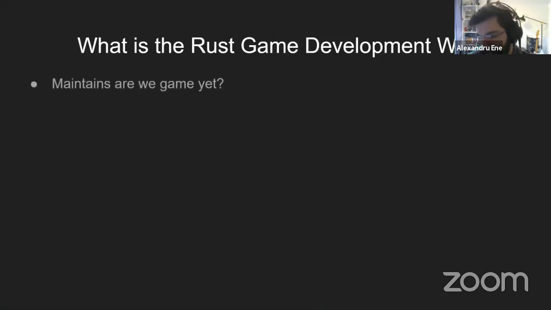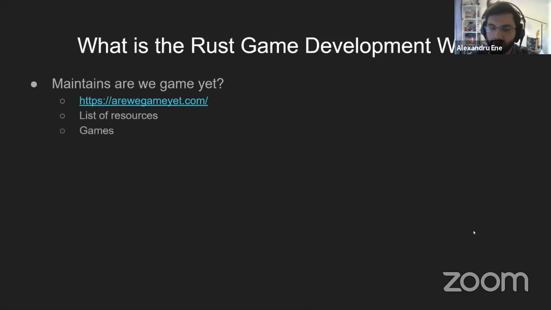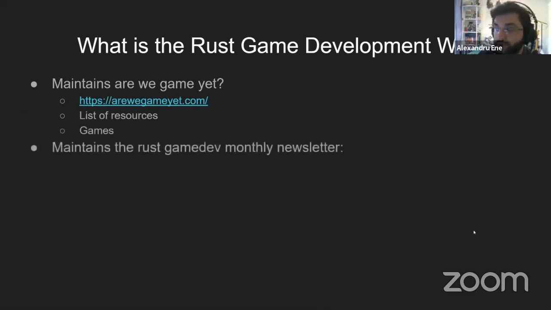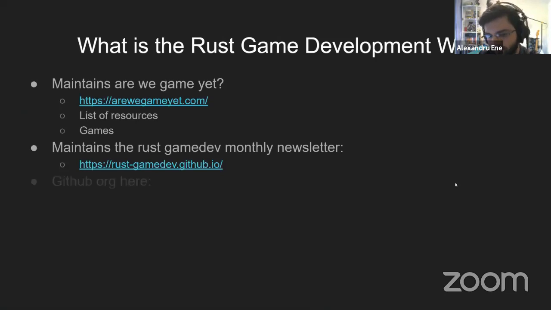As a practical thing, I have a bunch of links here, but we also currently maintain Are We Game Yet, which is a pretty cool website where you can find resources about games written in Rust, and it's quite good to get you started with a bunch of libraries, I think. There's a monthly newsletter. I'm not sure it's out yet for this month, but you can actually contribute to it in the Rust GameDev GitHub organization, and there's a bunch of open issues there.